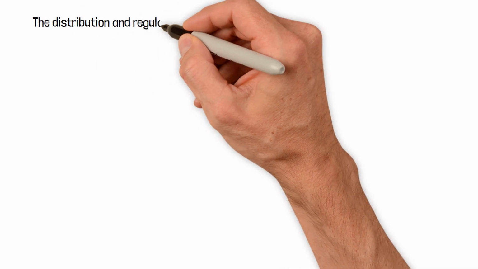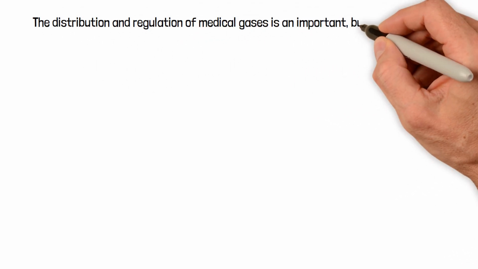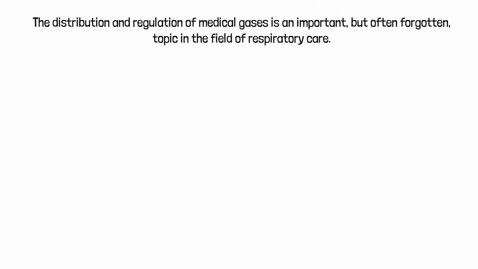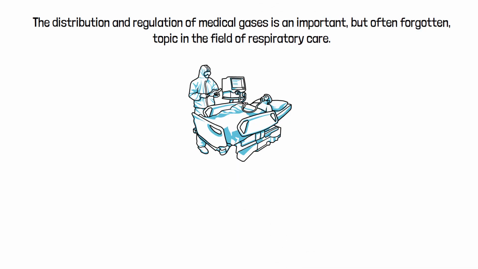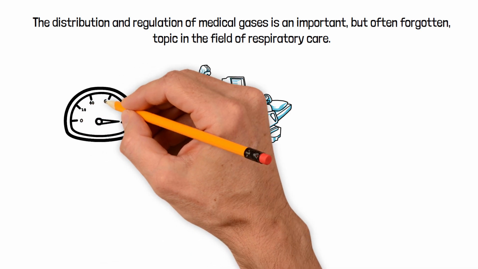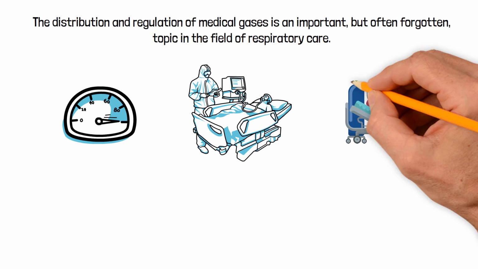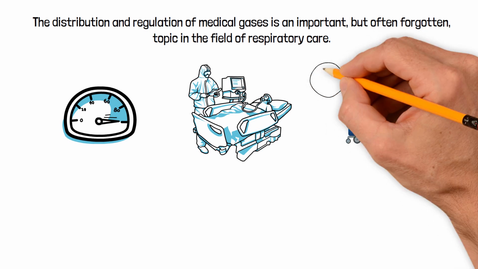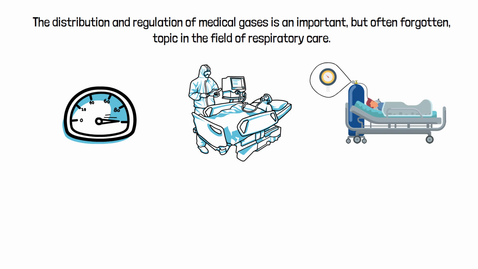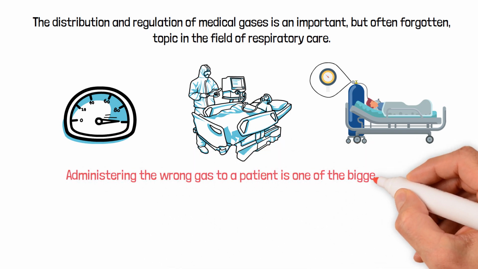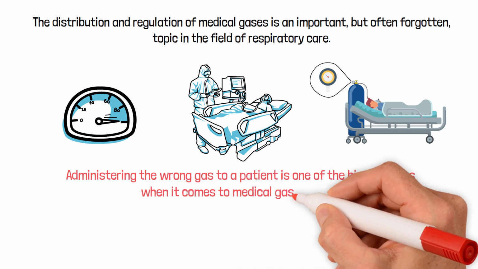The distribution and regulation of medical gases is an important but often forgotten topic in the field of respiratory care. In general, oxygen delivery systems store medical gases at extremely high pressures. So before a gas can be administered to a patient, the pressure must be reduced to a safe and workable level. You should also know that administering the wrong gas to a patient is one of the biggest risks when it comes to medical gas therapy.